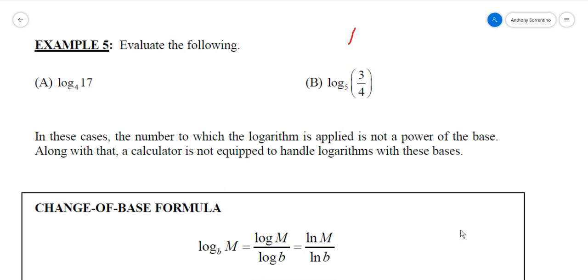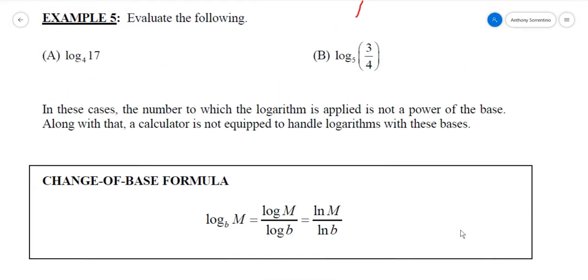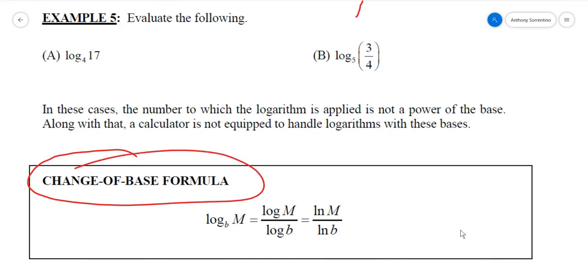To answer questions like this, we use what's known as the change of base formula. The change of base formula was very useful before that command was put into the calculator, and it's still useful now if you don't feel like searching for it. Basically, it says I could take a logarithm of base b, and we're assuming that base b is a base that isn't on your calculator immediately. If I do the log base 10 of m over the log base 10 of b, I'll get the same answer. I could also work with natural logs.